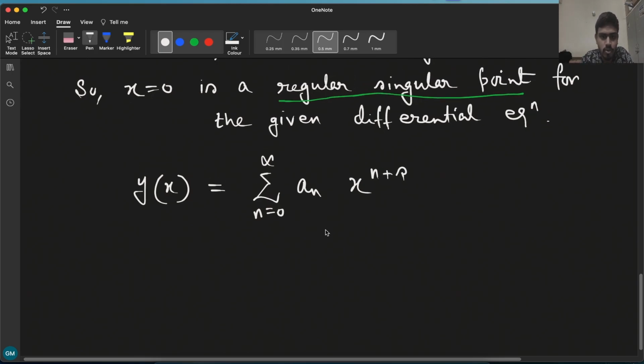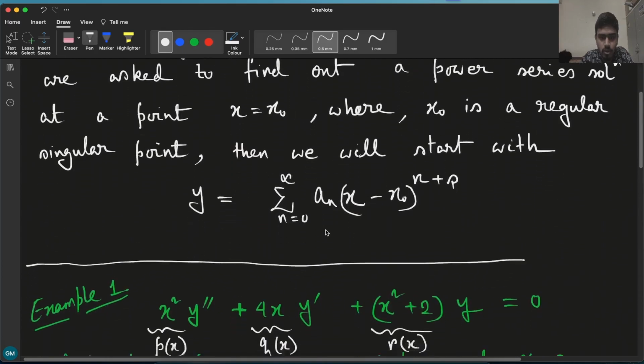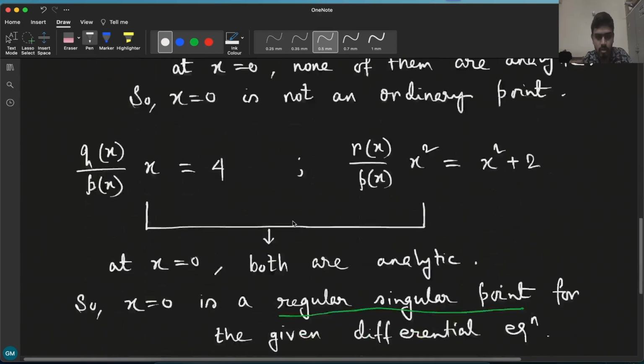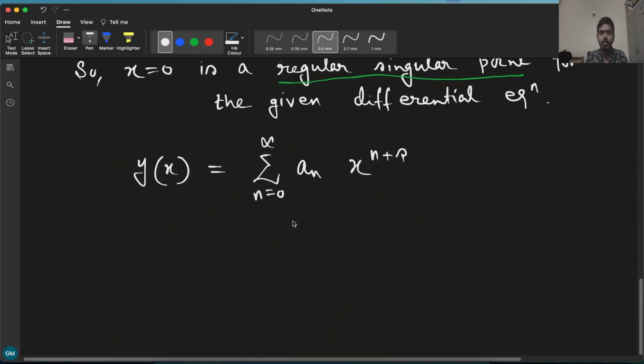So after that, what do we do? We basically calculate y dash, we will calculate x y dash, we will calculate y double dash, and we will calculate x square y double dash. Then after index shifting, we will put them in the differential equation, and then we will compare the coefficients corresponding to the same power of x. So that's what I am going to do now.